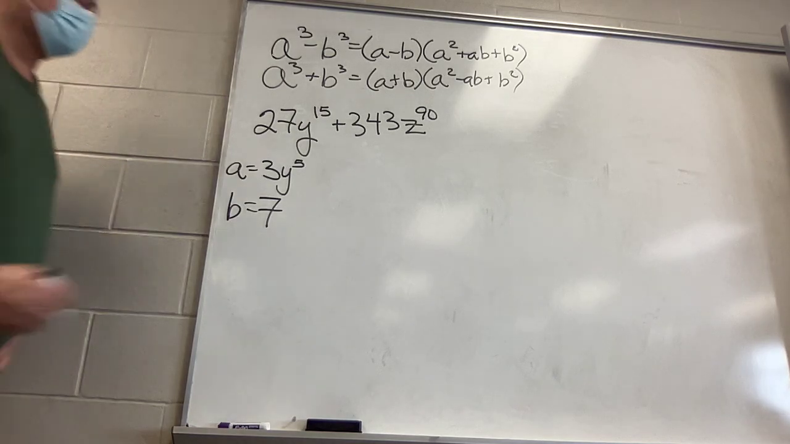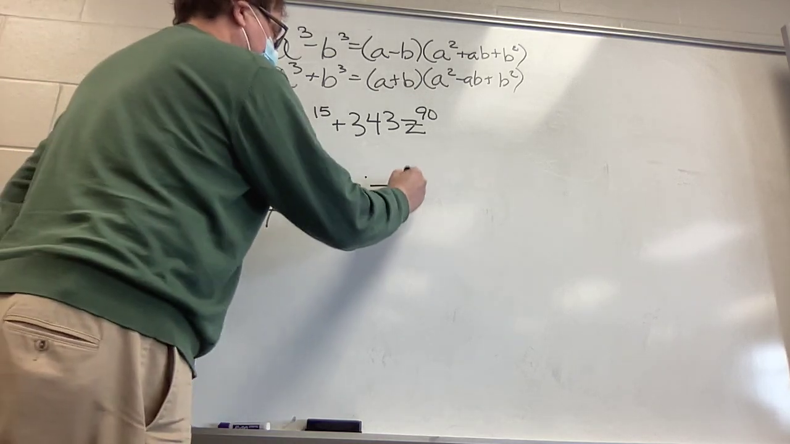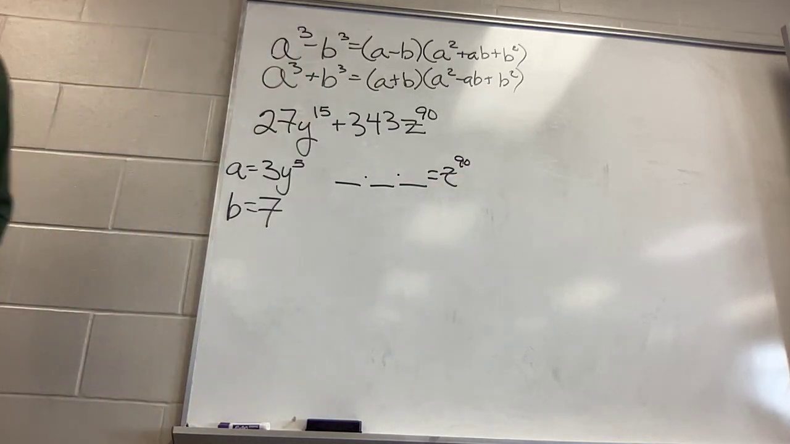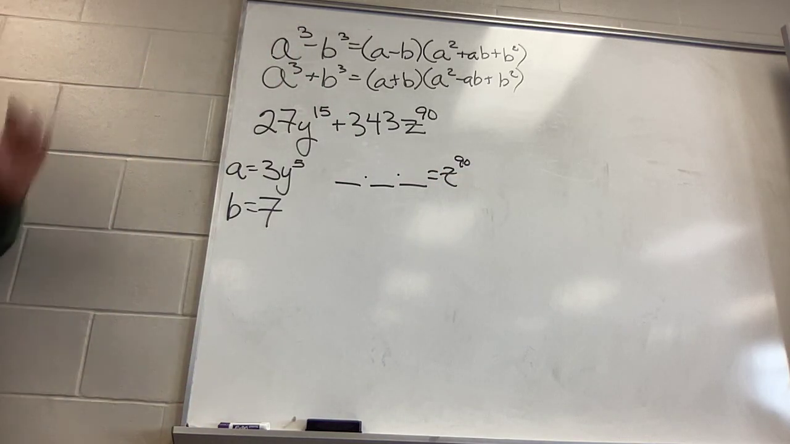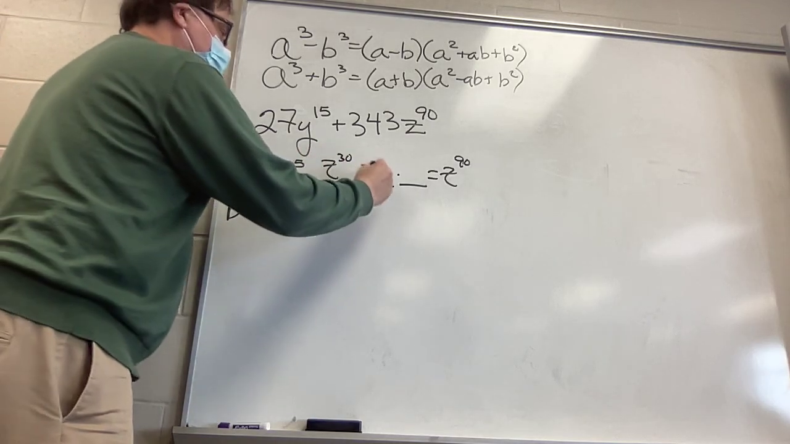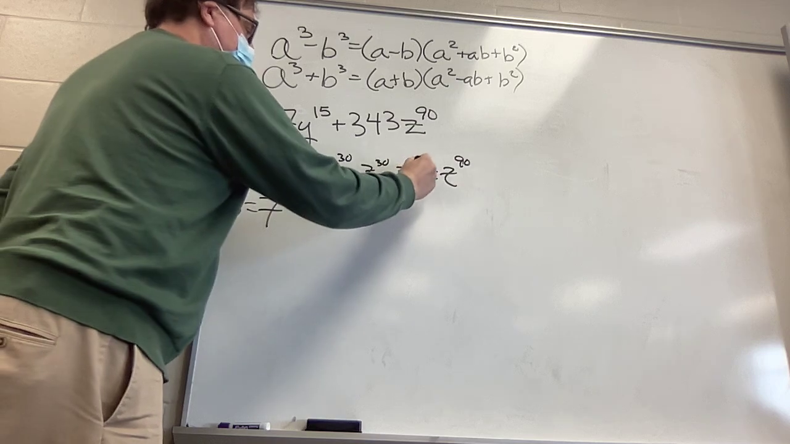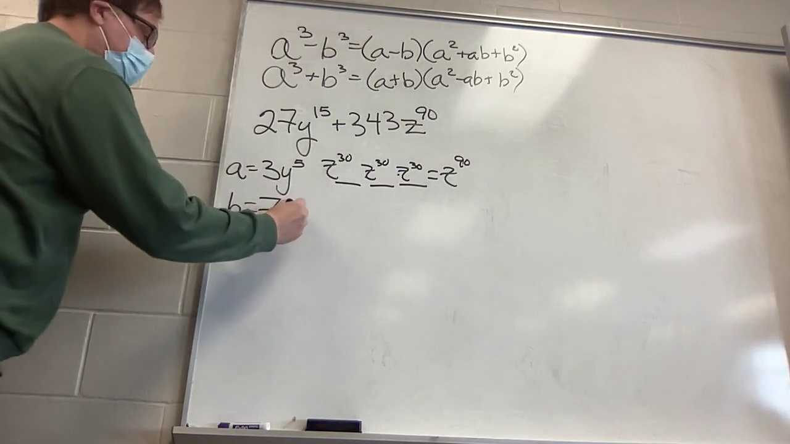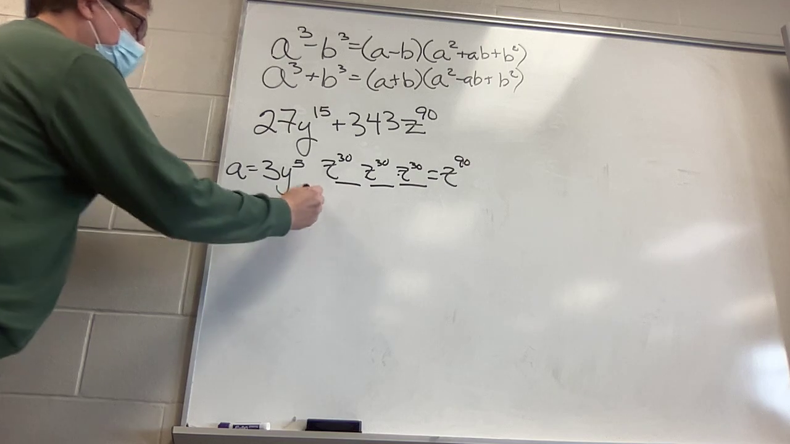All right, let's look at the letters. I'm looking for same thing times same thing times same thing. That gives me z to the 90th. With the exponents, it's weird, because you add, that's that weird rule. You add the exponents. So wherever I see a b, I'm putting 7z to the 30th.